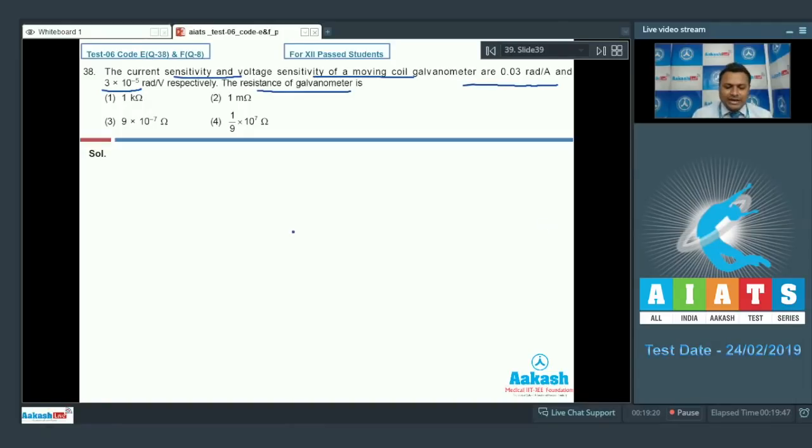We know a very famous relation that the voltage sensitivity of a galvanometer will be current sensitivity multiplied by 1 by R. Don't think of this as a potential difference.